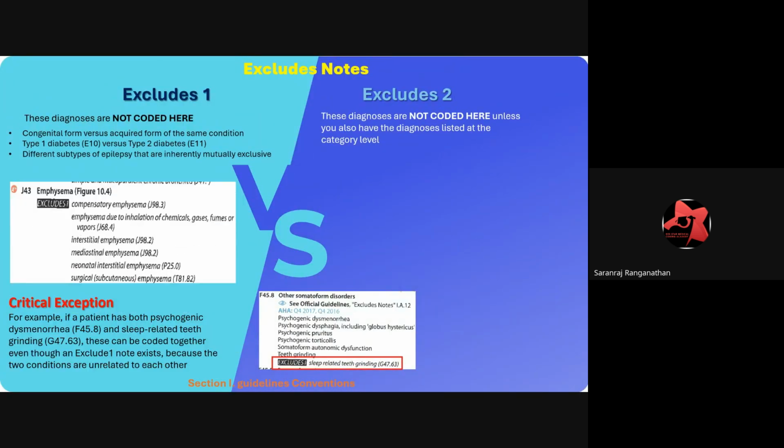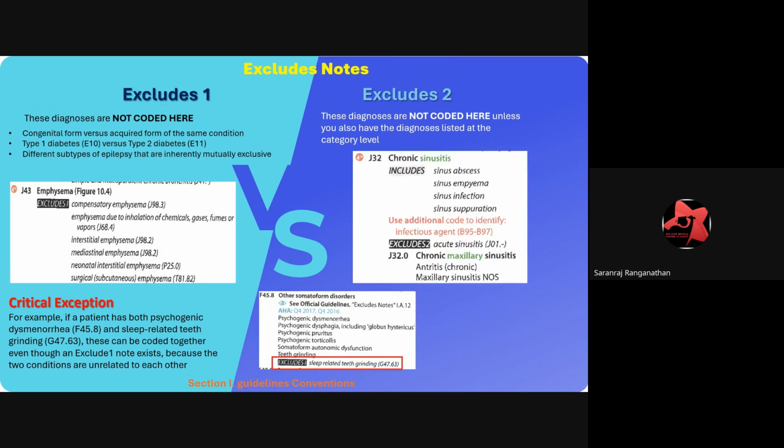Say, for example, any condition which is related to the same condition or is happening in the same site. In that situation, we can say they are mutually exclusive conditions. Here I have given emphysema. Under emphysema, there are so many types, where I cannot code J43 along with J98.3 or J98.2. That is what Excludes 1 means. Do not combine and code here because they are one and the same.